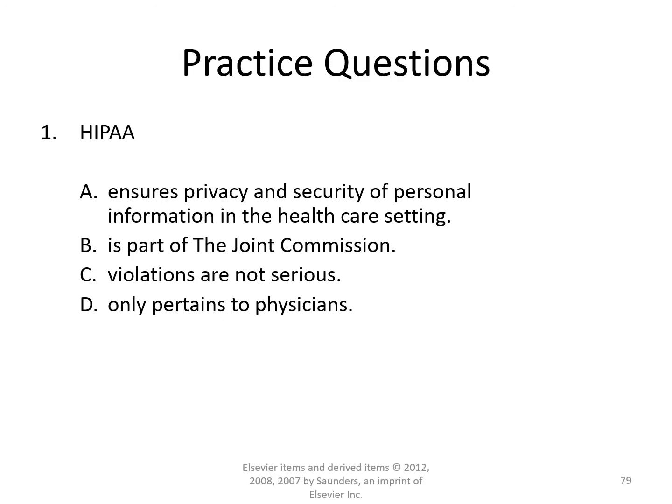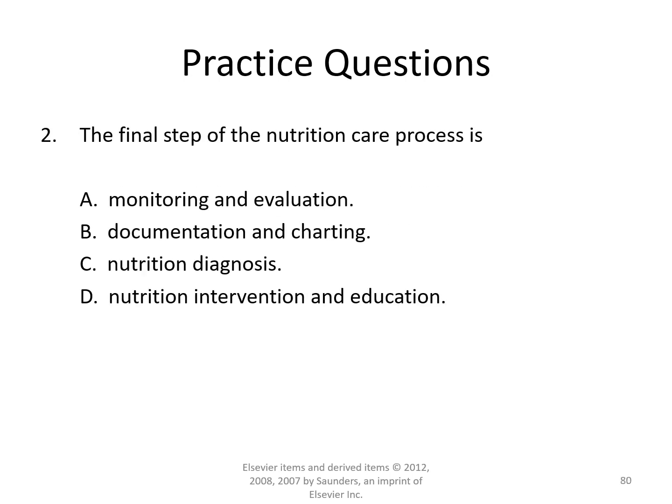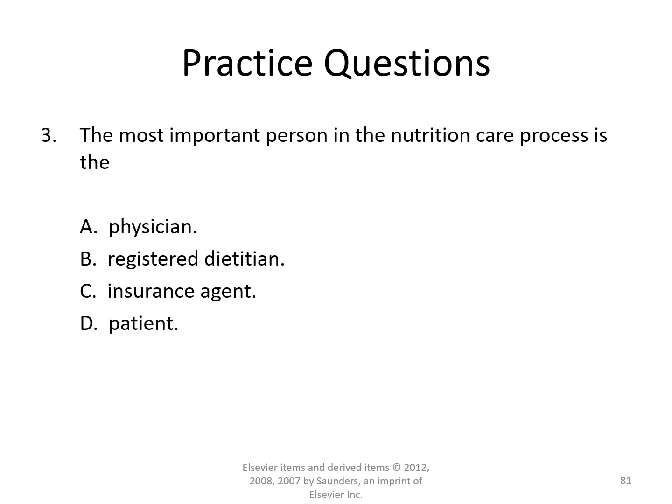All right, so let's take a look at some review questions. So what is HIPAA? And so that is answer choice A, ensures privacy and security of personal information in the healthcare setting. Number 2, the final step of the nutrition care process is, and that is also answer choice A, monitoring and evaluation. Number 3, the most important person in the nutrition care process is, and that is answer choice D, that is the patient.